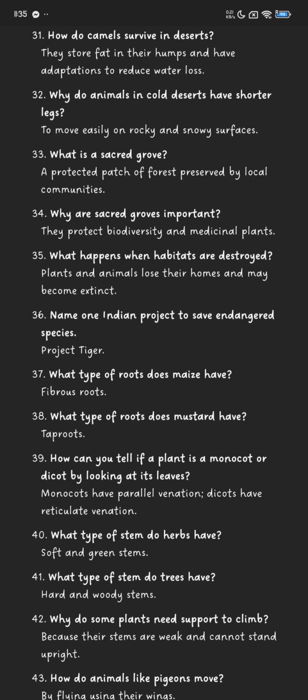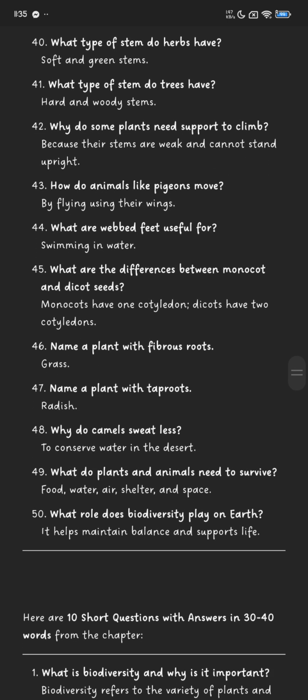What type of stem do herbs have? Soft and green stems. What type of stem do trees have? Hard and woody stems. Why do some plants need support to climb? Because their stems are weak and can't stand upright. How do animals like pigeons move? By flying using their wings.